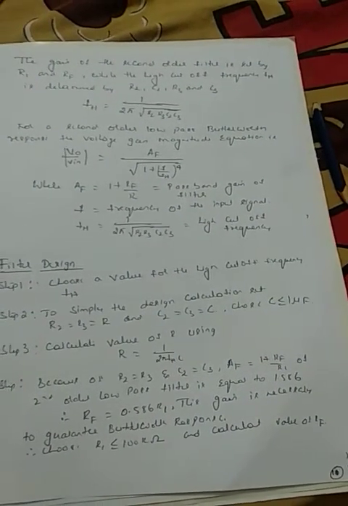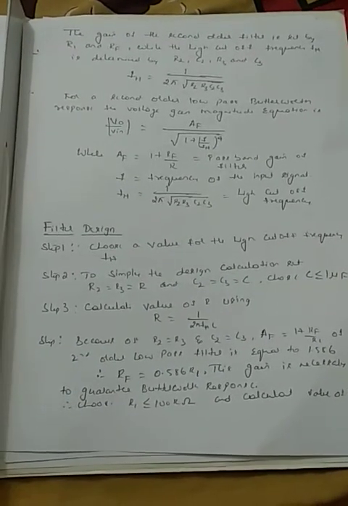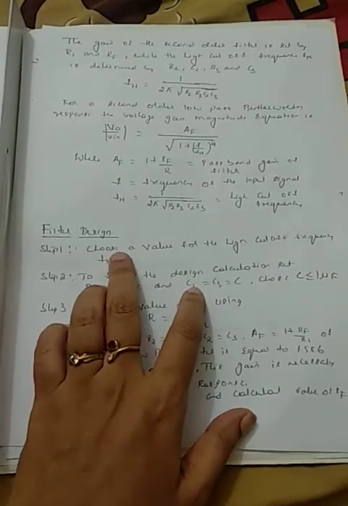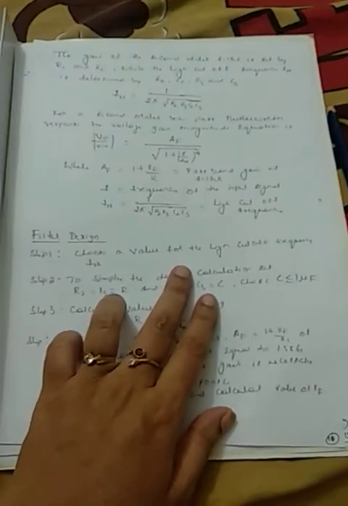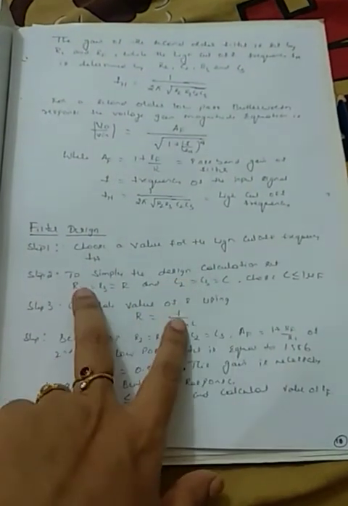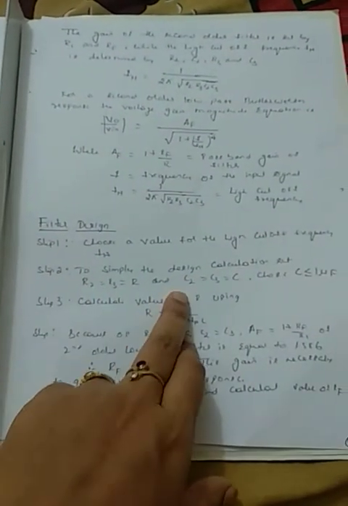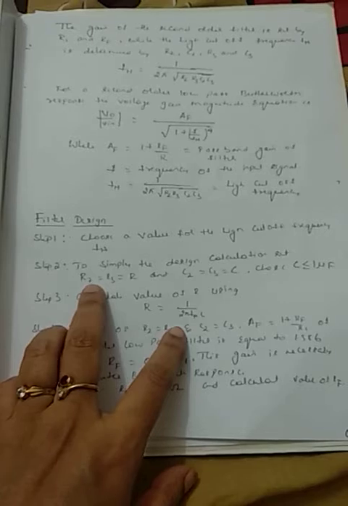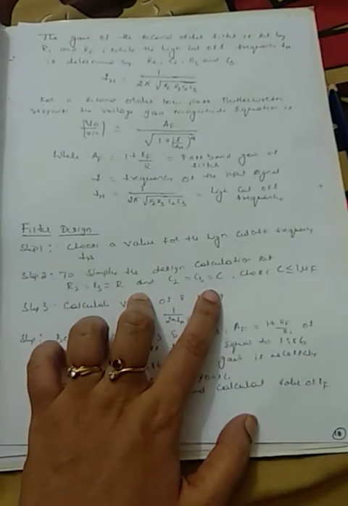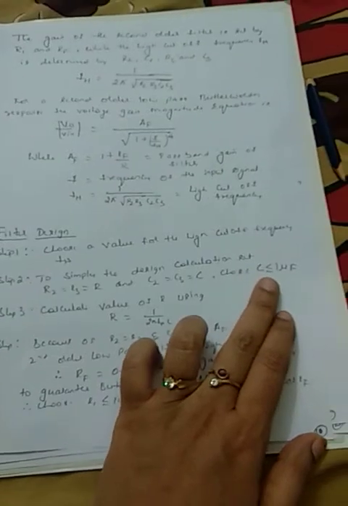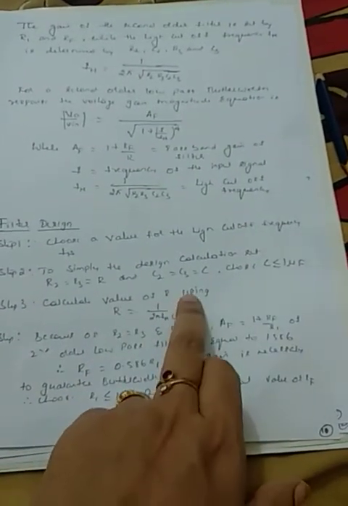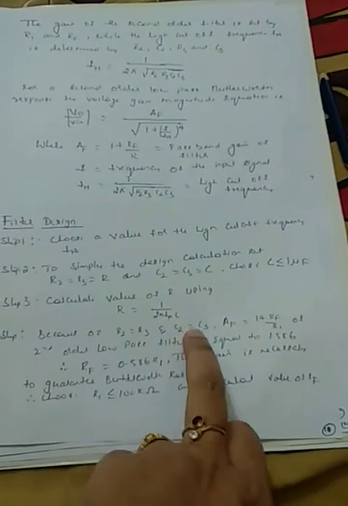Now, how to design a second order Butterworth low pass filter. First we need to choose the value of the higher cutoff frequency. Next we need to calculate R. For design simplification we make R2 equal to R3 equal to R, and C2 equal to C3 equal to C, and we choose C less than or equal to 1 microfarad. Later we can calculate R using this equation.